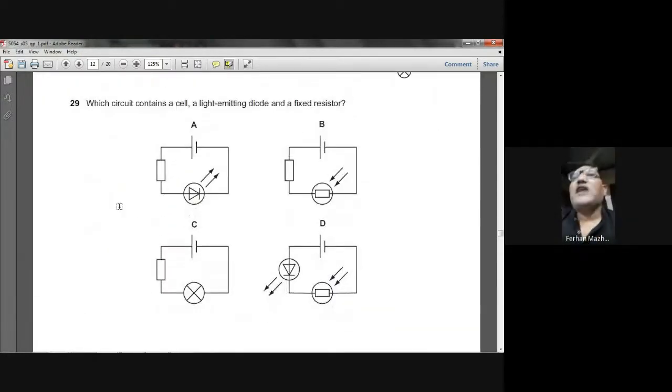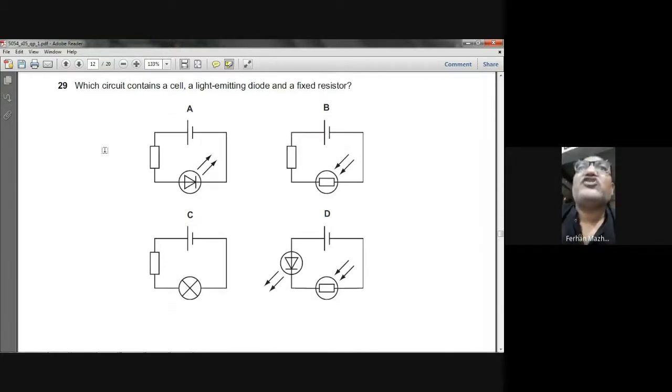So here we are on question number 29, and he says, which circuit contains a cell, a light emitting diode, and a fixed resistor? Okay, so look at the first diagram. In the first diagram, this is the cell, this is the fixed resistor, and this is the light emitting diode. Most probably, this is the answer.